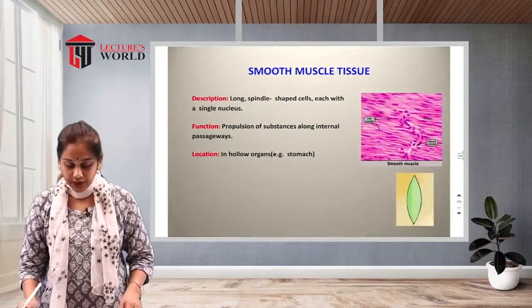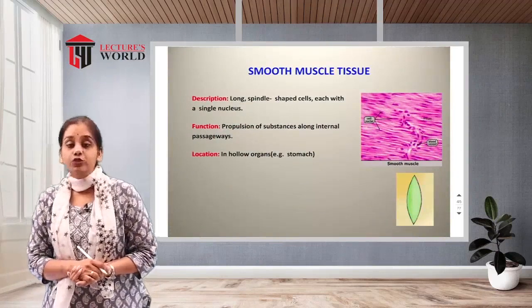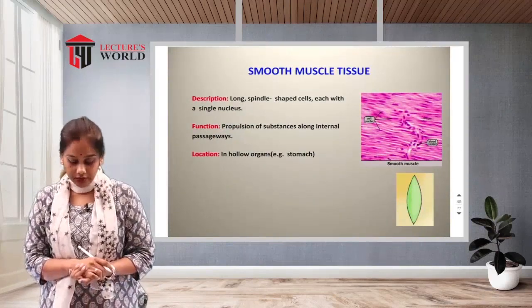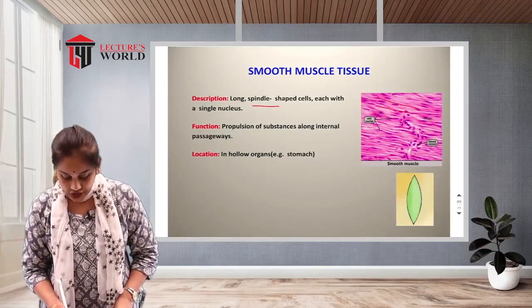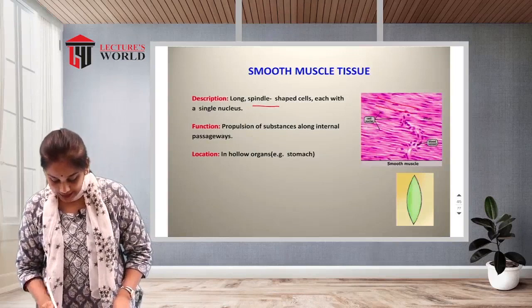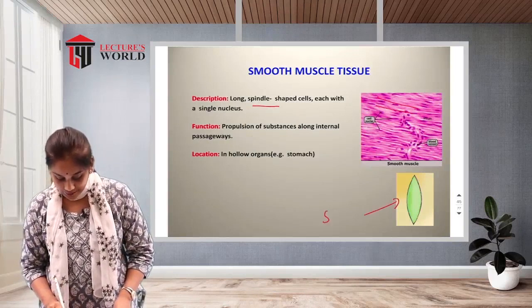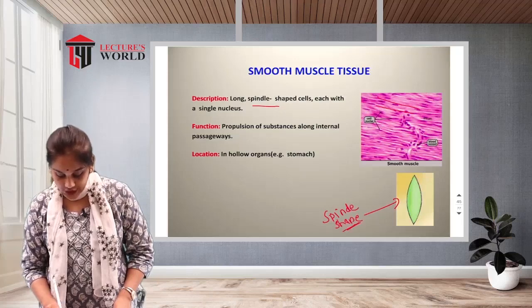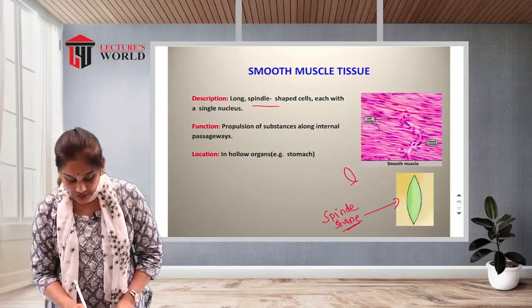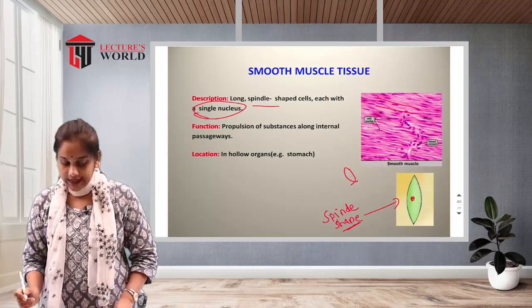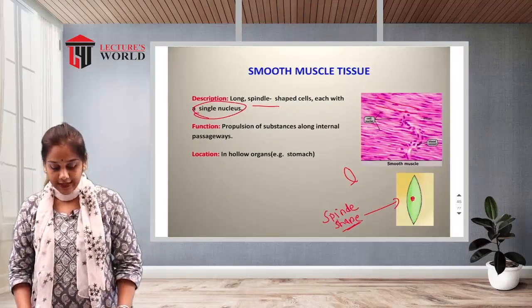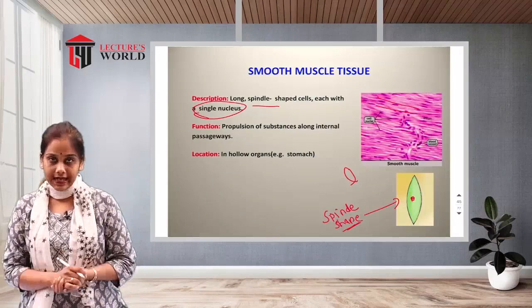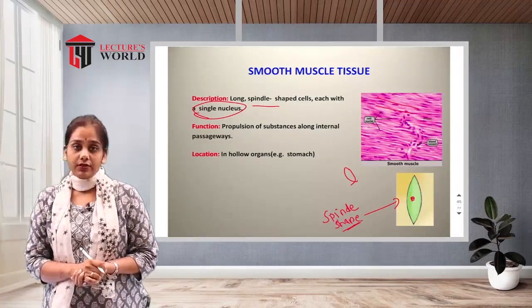Then the next one is smooth muscle tissue. What is smooth muscle tissue? You can see it has long, spindle-shaped cells. See, this is a spindle shape. Spindle-shaped cells, each with a single nucleus, no more than one nucleus. It is made of long cells.